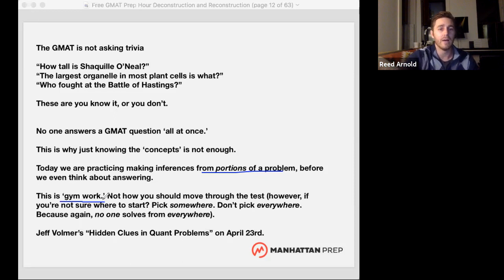Okay? So when I say gym work, I mean that's something you do at the gym. Football players lift weight at the gym so that they can play a game. But when they need to jump for a ball, they don't think about all the squats they've done before. They just jump for the ball. That's what we call gym work. It makes you better, but it's not actually the process for game day when you're in the test.